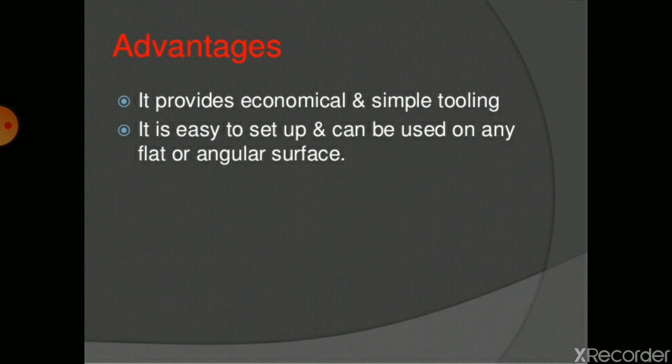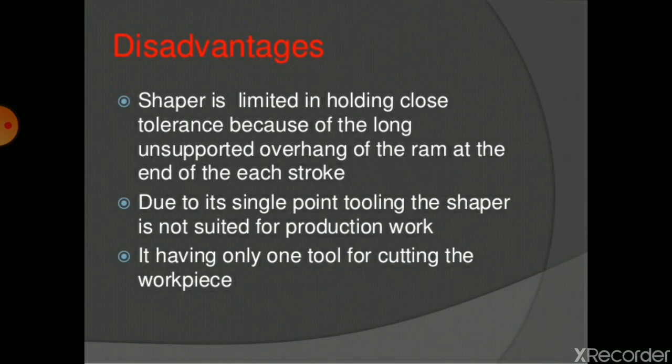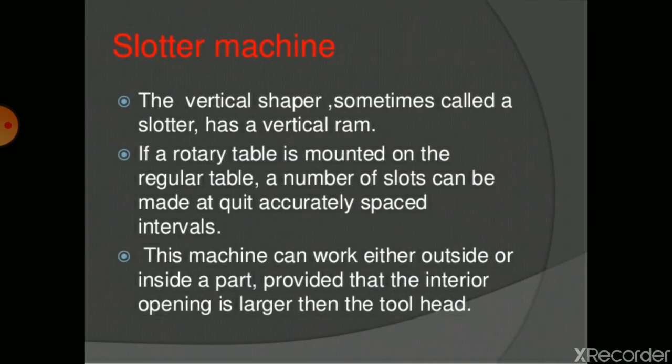Advantages of shaper are: it provides economical and simple tooling. It is easy to set up and can be used on any flat or angular surface. Disadvantages are: shaper is limited in holding close tolerance because of the long unsupported overhang of the ram at the end of each stroke. Due to its single point tooling, the shaper is not suited for production work, as it has only one tool for cutting the workpiece.